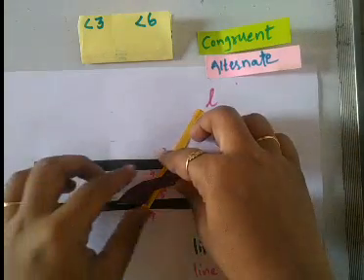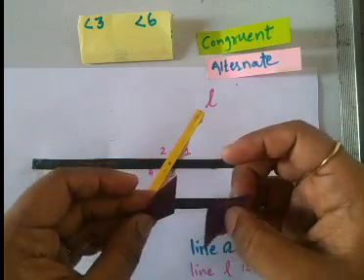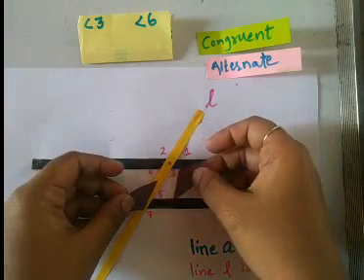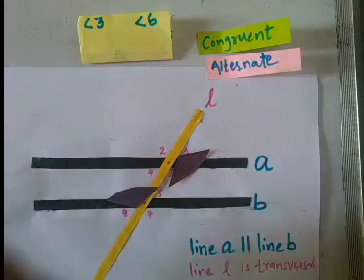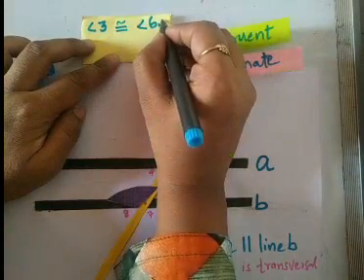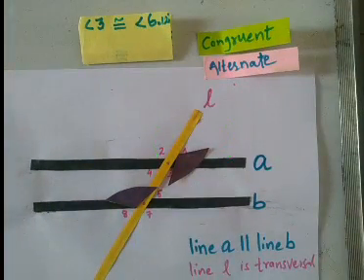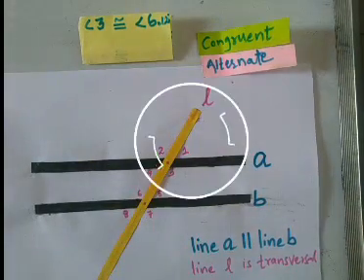Okay, now you can see these two angles I have both made 120 degrees. Alternate angles are also congruent, so we can write angle number 3 and angle number 6 are congruent to each other, and they would be of 120 degrees. Okay, now come to the next one.